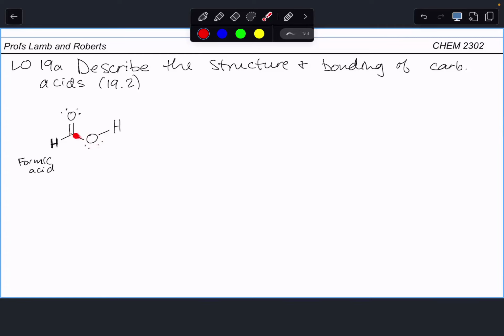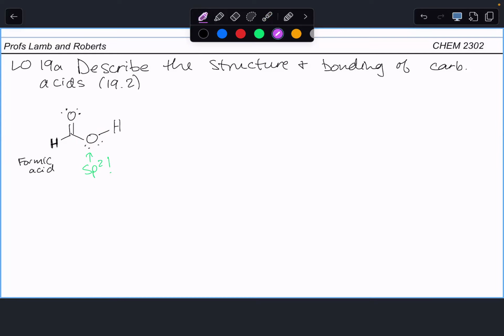It has two bonds, right? This OH bond, this O carbon bond, and two lone pairs. So kind of following our conventional rules, that would be sp3 hybridized. But in this case, it's actually not. It is also sp2 hybridized. So that's weird. So why is that?